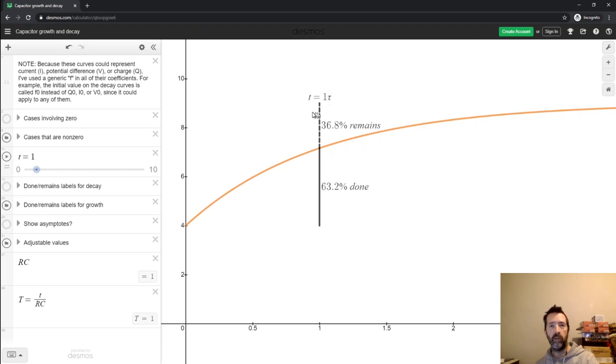So after one time constant, again, 63% of the process has occurred, 37% of the process is left to still occur. But because I'm moving from 4 to 9 instead of like 0 to 9, that does not mean that I'm at 63% of the final value. I've done 63% of the change that I'm going to go through.